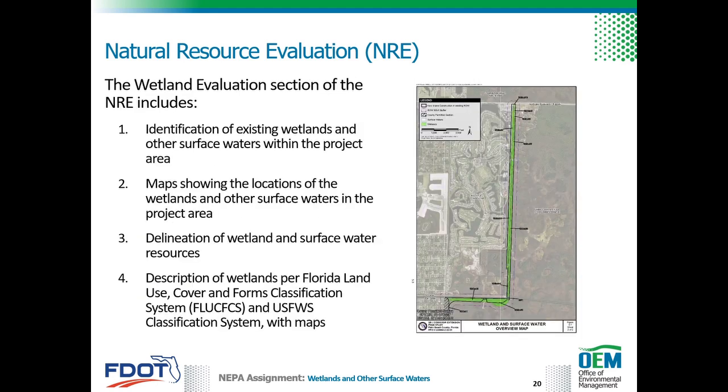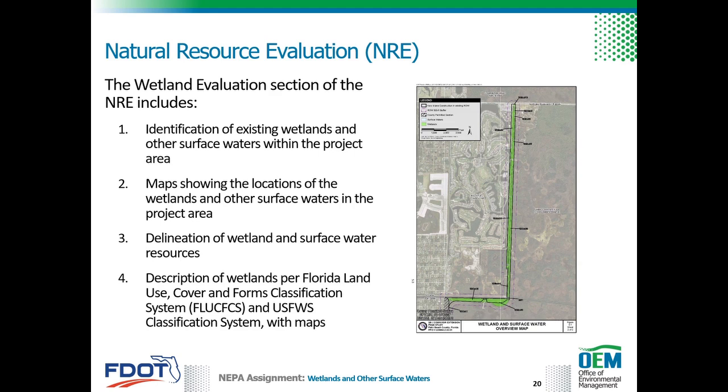The wetland evaluation section of the NRE should include a brief introduction with applicable laws and agencies with jurisdiction, a discussion of the methodology used for wetland determination, and the following other elements. 1. The identification of existing wetlands and other surface waters within the project area. 2. Maps showing the locations of the wetlands and other surface waters in the project area should be included. 3. A delineation of each wetland.